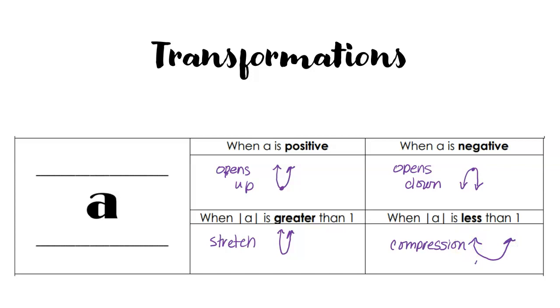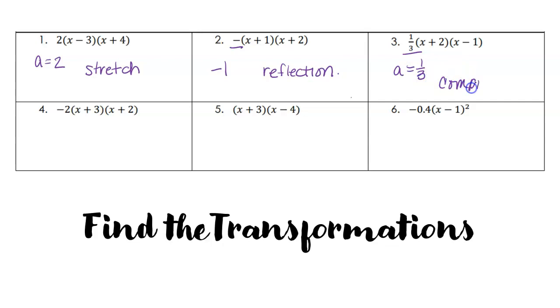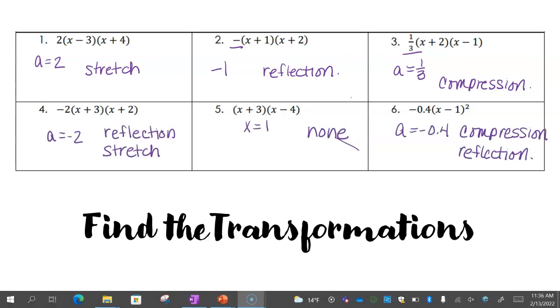Okay, so let's do some practice with transformations. Here A is 2, so this is a stretch. Here A is negative 1, so this is a reflection. And here A is a third, so this is a compression. Okay, I want you to do 4, 5, and 6. There you go. Now you can take a minute and check your answers before we move on to graphing.